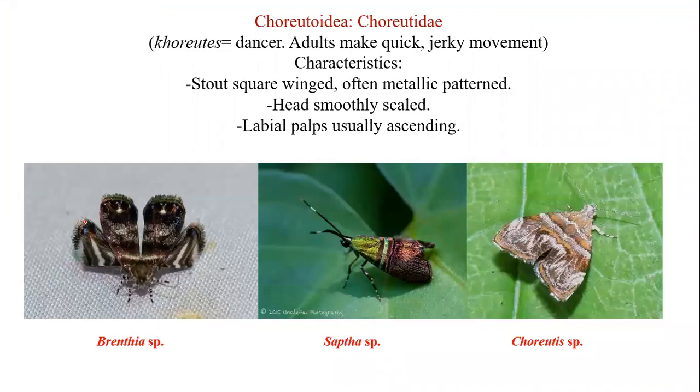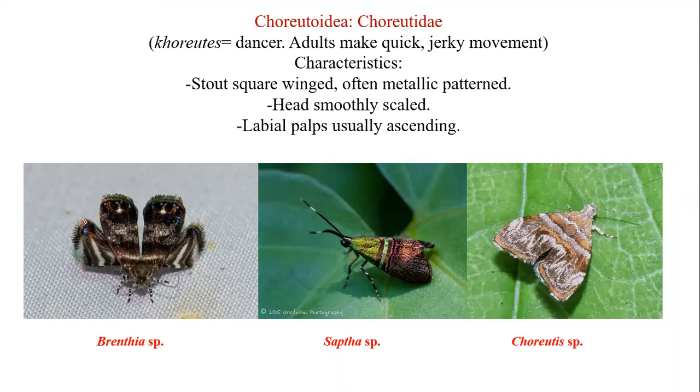Now, the next group of moths is Coreutidae family, which belongs to superfamily Coreutoidea. The family name has been derived from Latin coreutes, which means dancer, because the adults are actually erratic flyers and they can make quick and jerky movements.